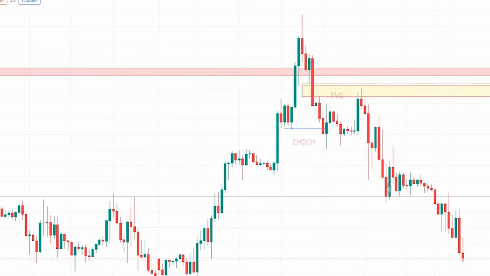We also notice a change of character, a shift in market sentiment. Only after this does price return to the imbalance, allowing a potential sell entry.